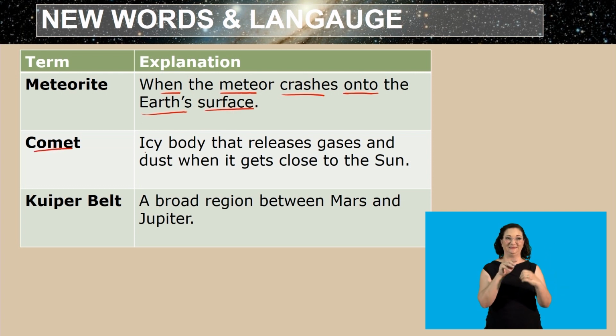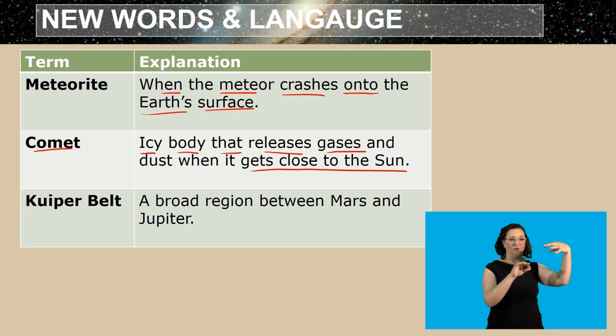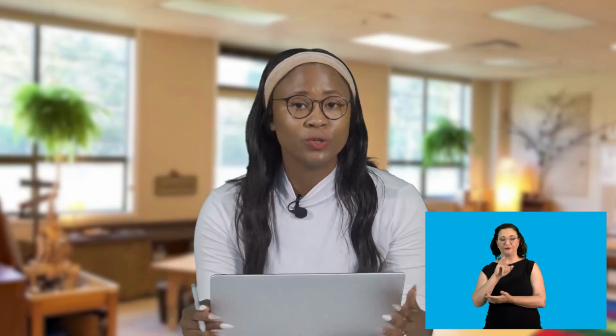A comet: it is an icy body that releases gases and dust when it gets closer to the sun. The Kuiper Belt: it is a broad region between Mars and Jupiter. Now that we have looked at our terminology, let us take a short break, and when we come back, we're going to look at our different concepts.